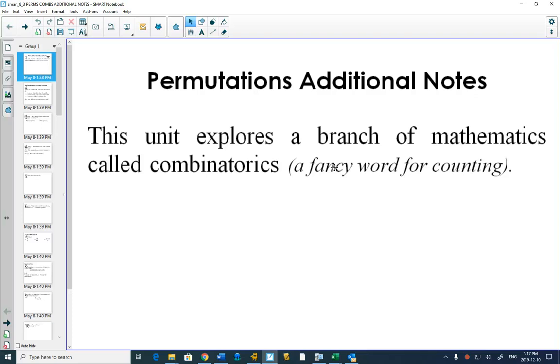So these are added notes. What I would suggest is, when we're done with them, actually taping them inside of your book. I'll show you what that could look like.